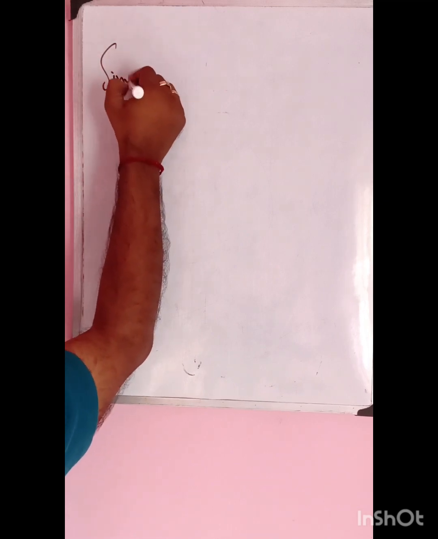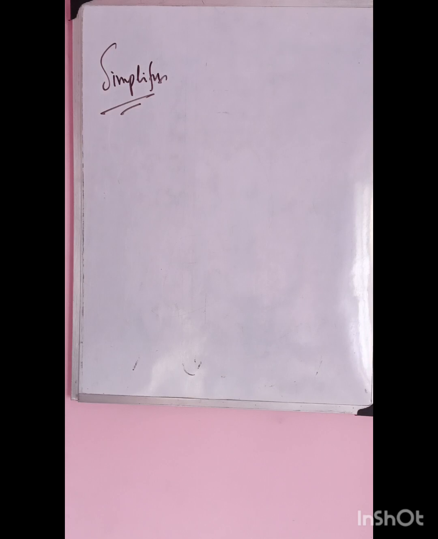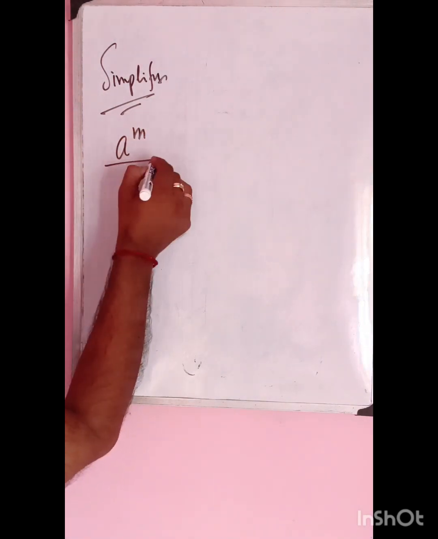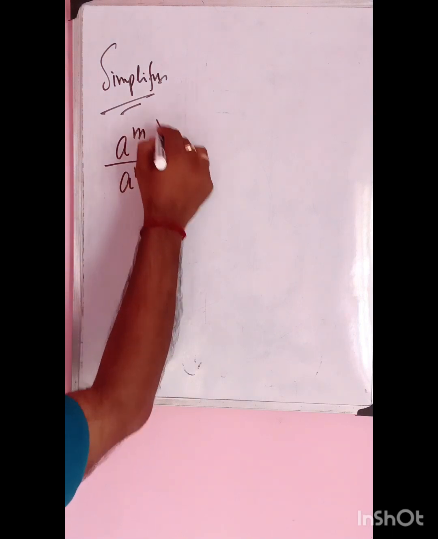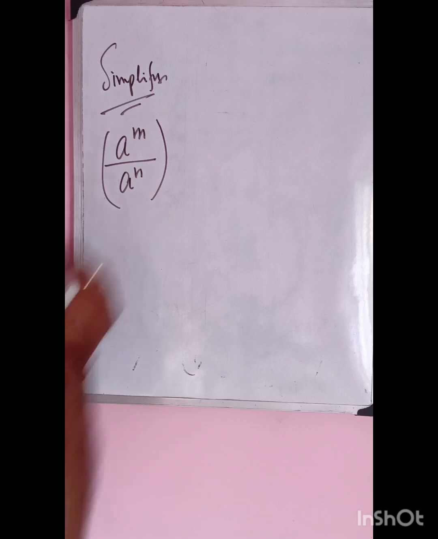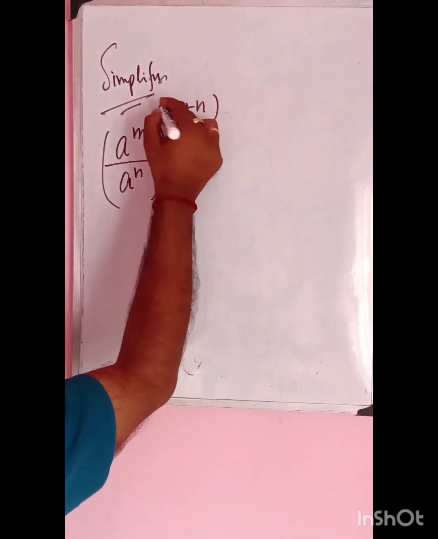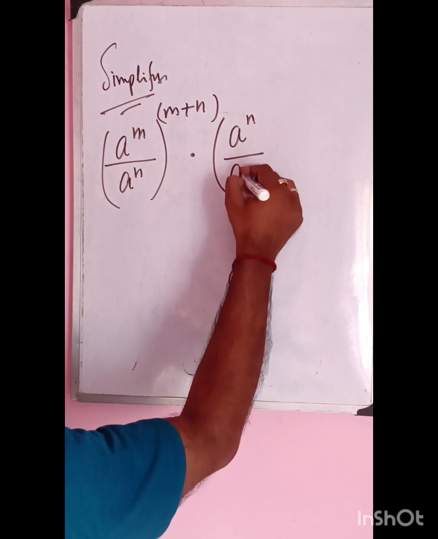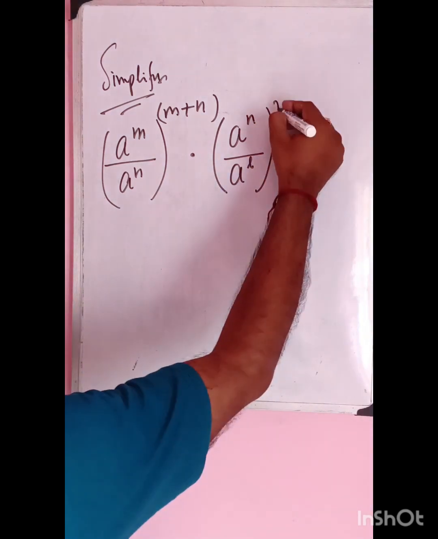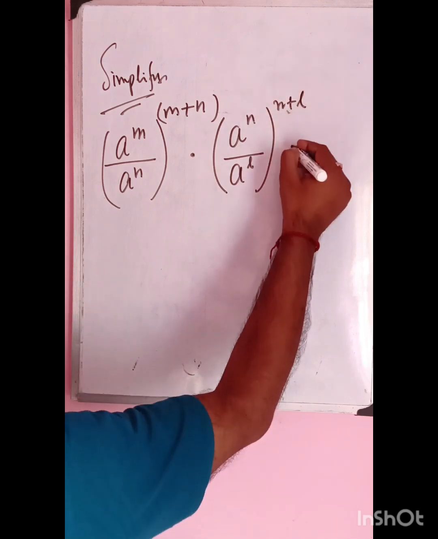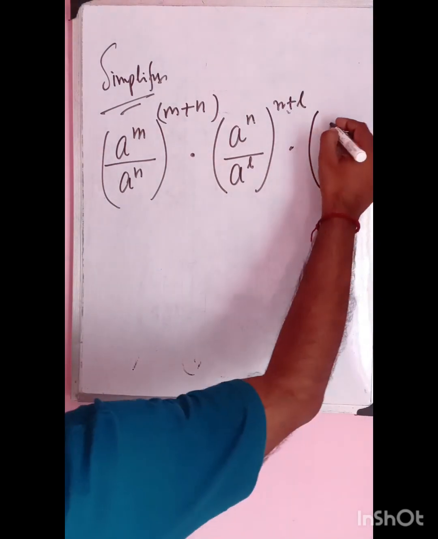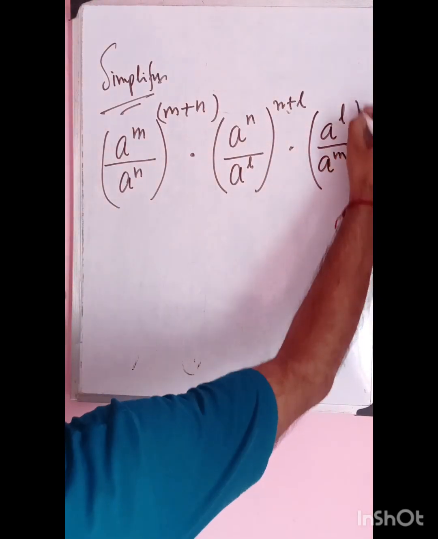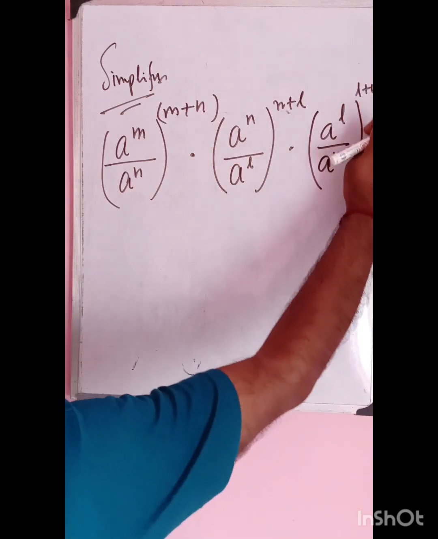There must be some difficult problems. Say the first one, simplify: (a to the power m by a to the power n) to the power m plus n, into (a to the power n by a to the power l) to the power n plus l, into (a to the power l by a to the power m) to the power l plus m. Simplify this.